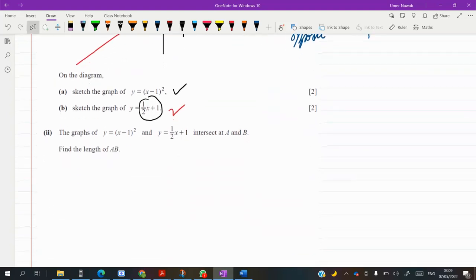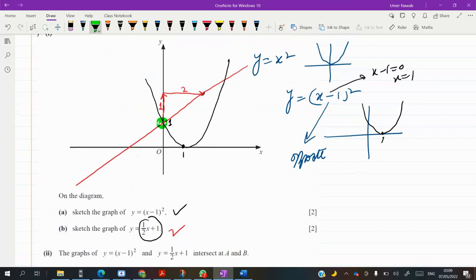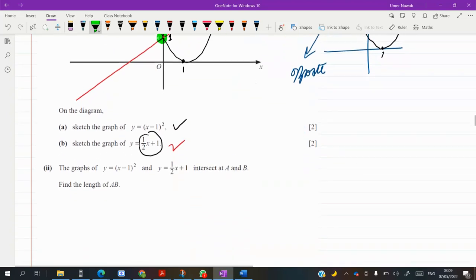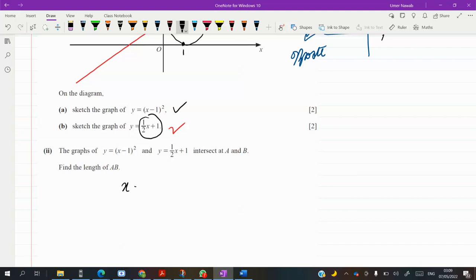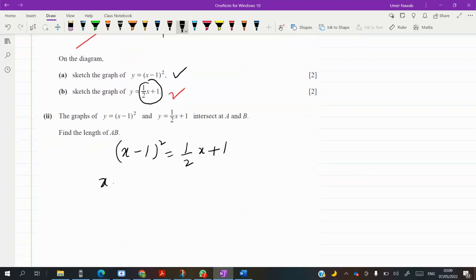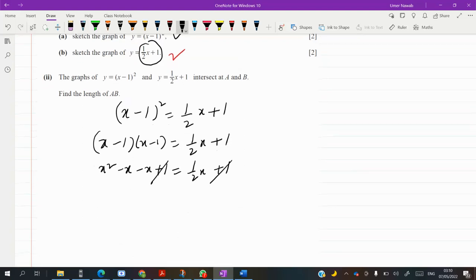Then he said both are intersecting at 2 points. These are the 2 points where they are intersecting. We need to find this length. This length cannot be found unless we find the coordinates where they are intersecting each other. We need to put them equal to each other. So x minus 1 whole squared is equal to half x plus 1. So open this: x squared minus 2x plus 1 is equal to half x plus 1. Can I cancel plus 1 with plus 1? Now we have x squared minus 2x, bring minus half x to this side, is equal to 0.